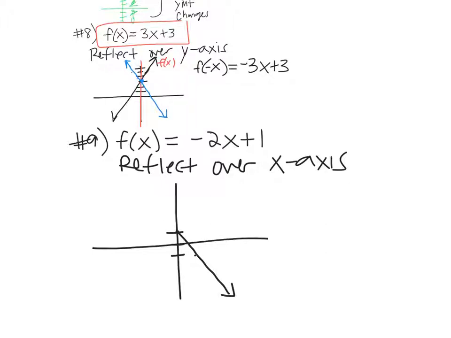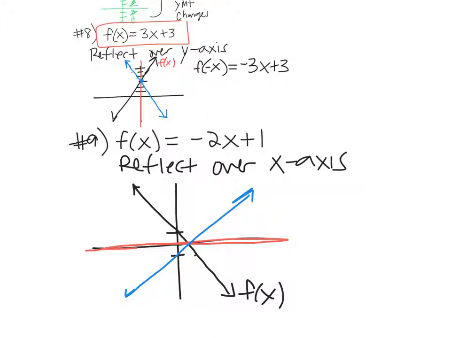So 1 is my y-intercept, and this has a slope of negative 2 over 1. So here's my f of x graph. This is just your basic f of x equals negative 2x plus 1. We're going to take that graph, take your paper, and fold it on the x-axis. So the x-axis is here, and we're going to do a reflection over the x-axis. And so your reflection is going to look like that.